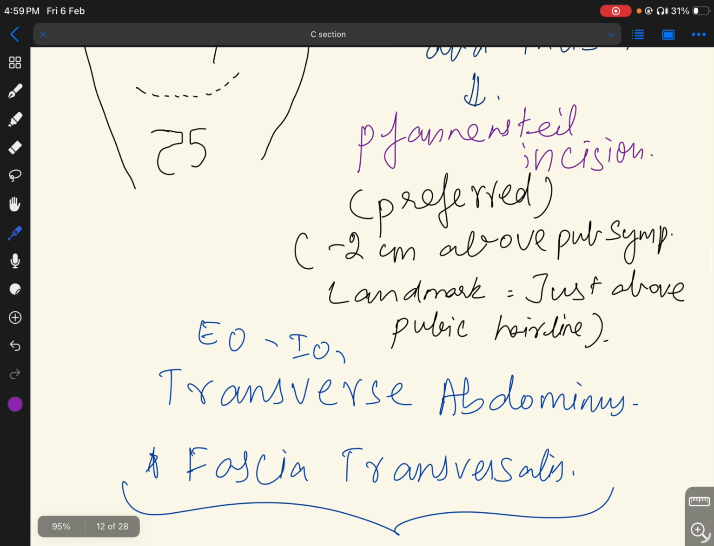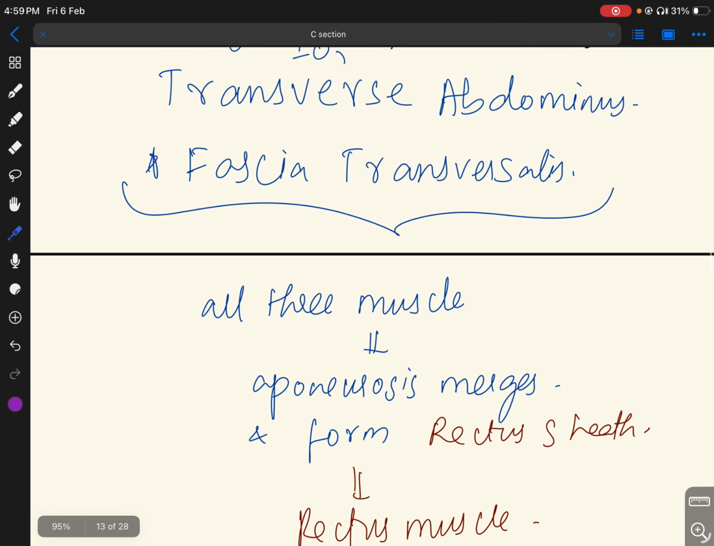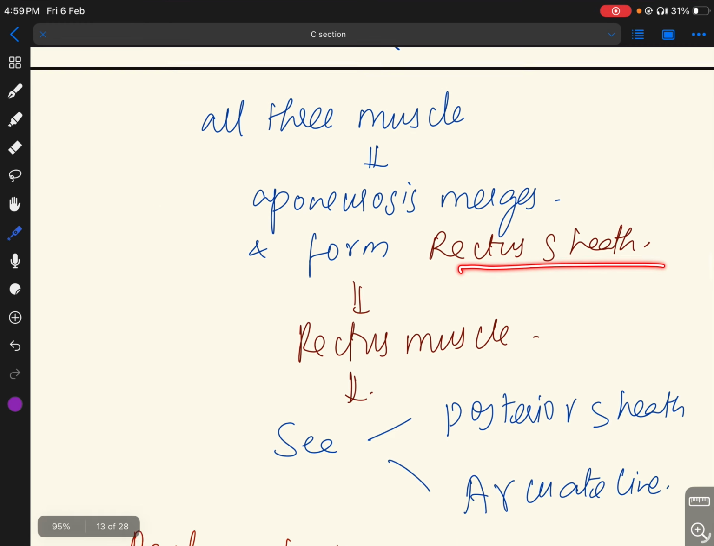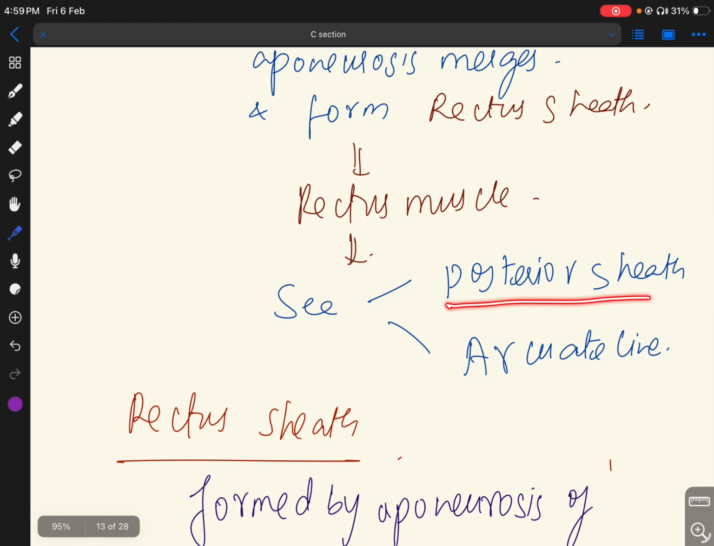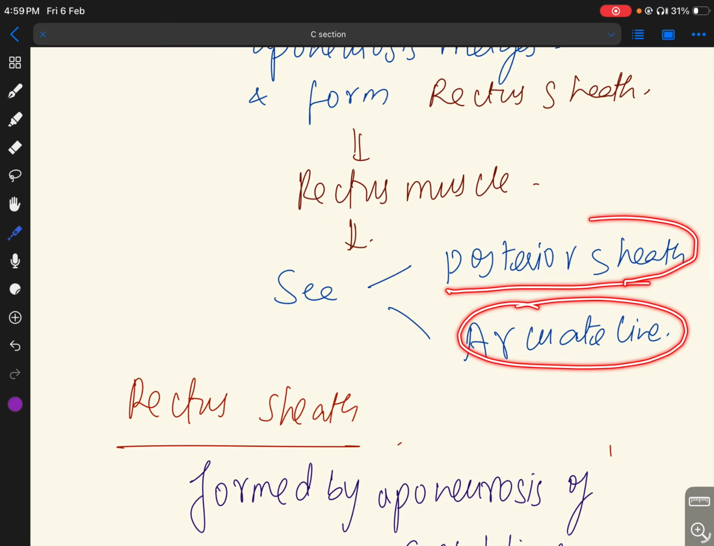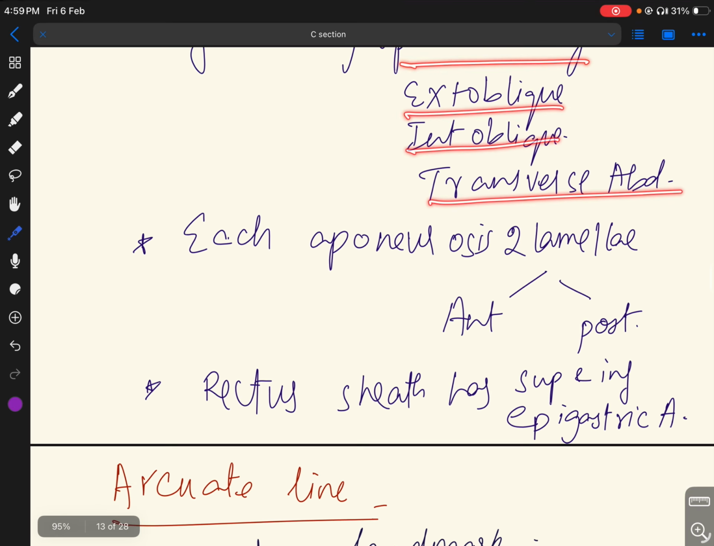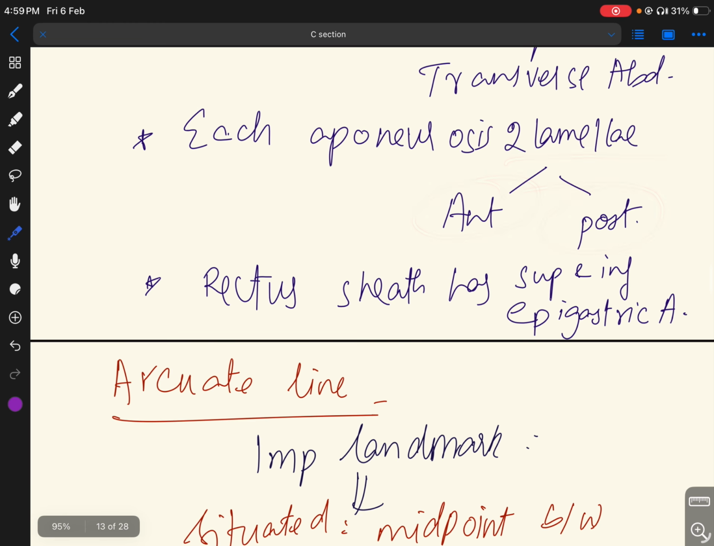After skin incision, you will be approaching external oblique, internal oblique, and transverse abdominis muscles. Then comes fascia transversalis. Now, the all three muscles aponeurosis merge to form the rectus sheath. Then comes the rectus muscle. Then you will see the posterior rectus sheath and arcuate line. So the rectus sheath, as I said, is formed by the aponeurosis of external oblique, internal oblique, and transverse abdominis. Each aponeurosis has two lamellae, that is anterior lamellae and posterior lamellae. Rectus sheath has superior and inferior epigastric arteries in it.